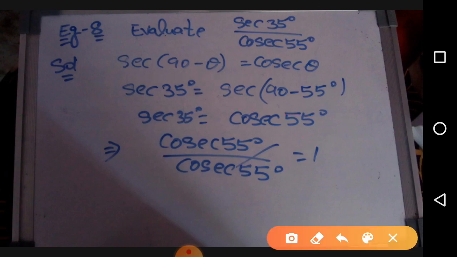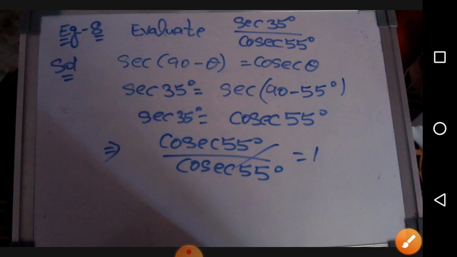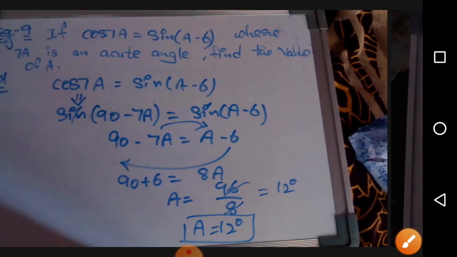Here you may get one question: why are we writing this as 55? If I remove 55 from 90, what do I get? 35. And whenever I use 90, it directly changes into cosecant. So 90 minus whatever the requirement. Thus secant 35 is equal to cosecant 55. So cosecant 55 and cosecant 55 get cancelled, and we are left with 1. Even in the exercise problems you'll find the same.